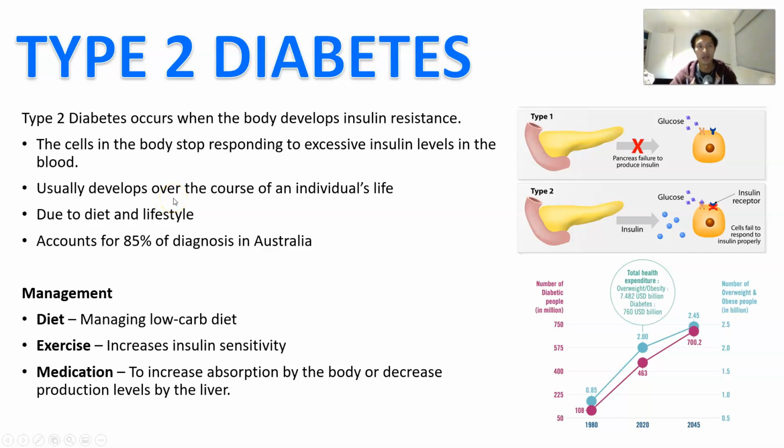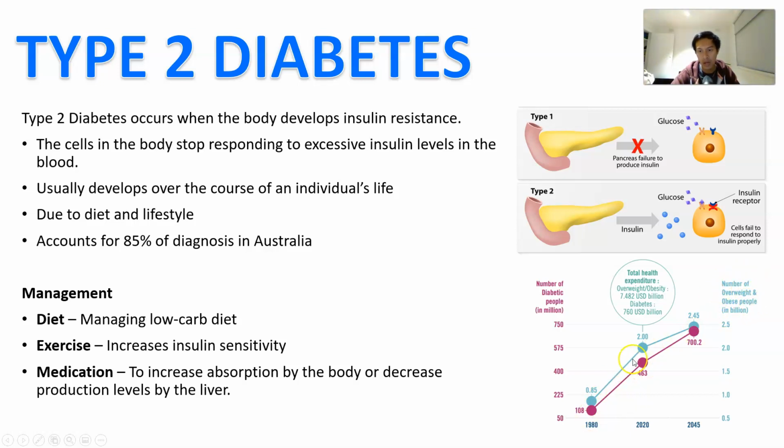Type 1 is genetic, type 2 is primarily based on diet and lifestyle, and it accounts for about 85% of the diagnoses in Australia. Here is a graph showing you the number of diabetic people over the last decade going up, and you can see that it actually correlates with the number of overweight or obese people.